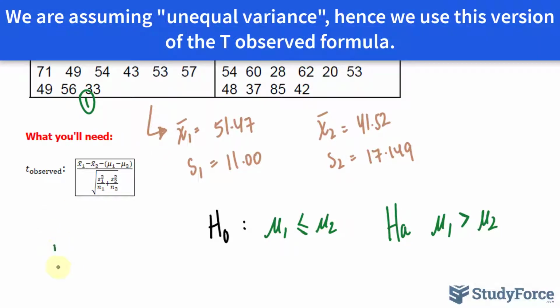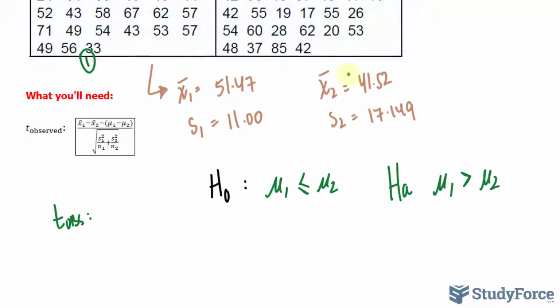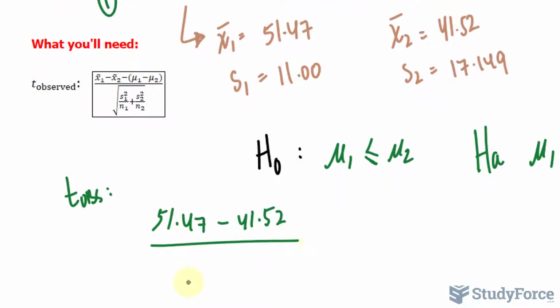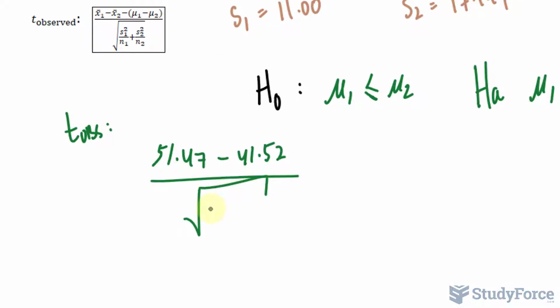Now we can go on to find our t observed, and we'll use this formula. Of course, now we have to plug these numbers into the formula. Let me just write it down for you really quickly. 51.47 minus 41.52 over the square root. S represents the standard deviation. It's being squared. And the relationship between variance and standard deviation is that the standard deviation is the square root of the variance. So technically, we're putting this number, 11.00, squaring it, that's the variance, over n.